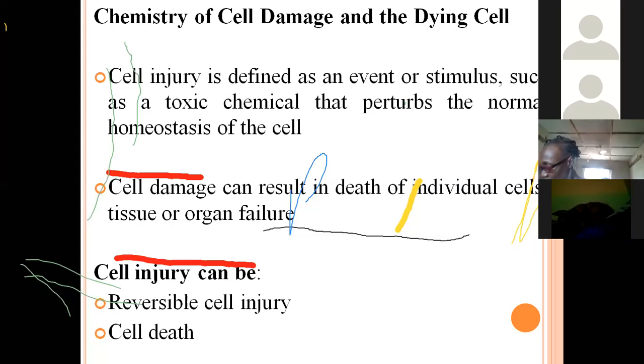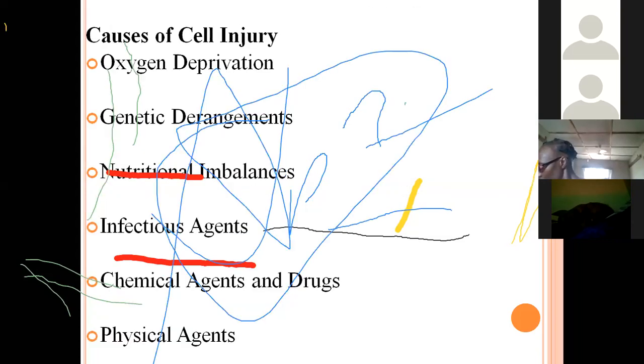Cell damage can result in death of an individual cell, or tissue, or organ failure. Now, persistent stress, persistent irritation of the cell can further result in death of that individual cell. Cell injury can be reversible or irreversible. The reversible one is when the stressor or the trigger is removed, then the cell will repair itself and return back to normal. So what are the causes of cell injury?